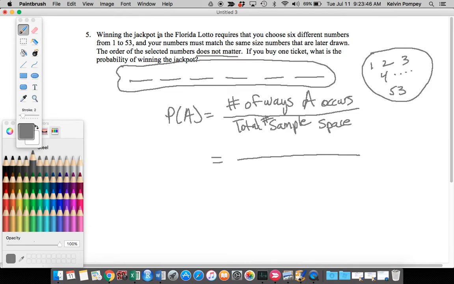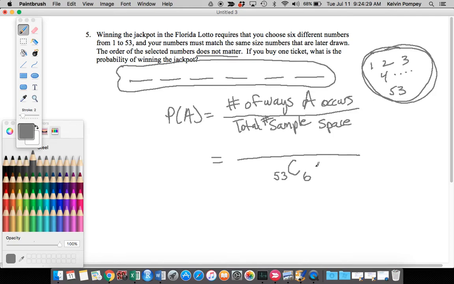Remember, when order does not matter, that means 1, 2, 3, 4, 5, 6 is the exact same thing as 6, 5, 4, 3, 2, 1, right? When that happens, we use combinations. We don't count those 2 things separately. So I know I'm going to have a combination. Since we're picking some of these numbers out of this larger set of numbers, we're going to use combinations: there's 53 total, and we're choosing 6. Because the order doesn't matter, meaning 1, 2, 3, 4, 5, 6 and 6, 5, 4, 3, 2, 1 are the exact same thing, that is why we use combinations.